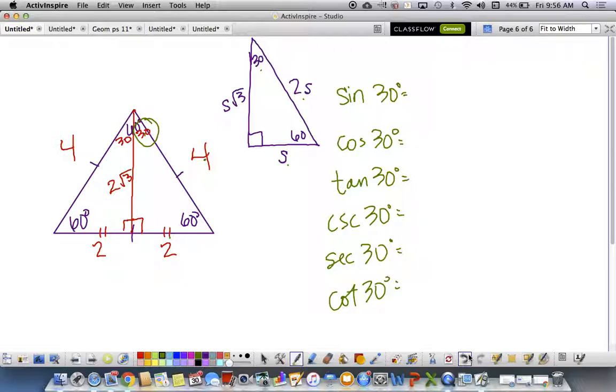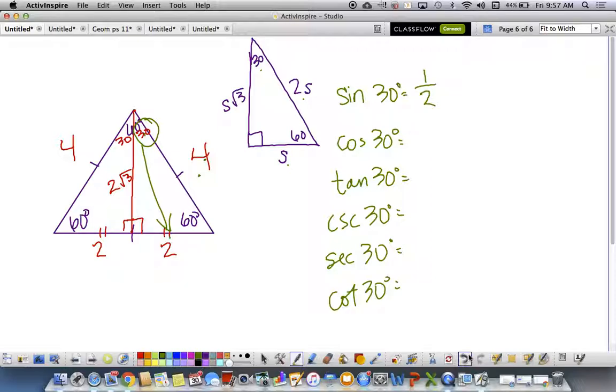So sine 30 is what, Lorenzo? Sine 30 is square root of 3 over 2? Opposite over hypotenuse? Do you know SOHCAHTOA? Yes. Sine is opposite over hypotenuse. What is sine 30? 1/2.